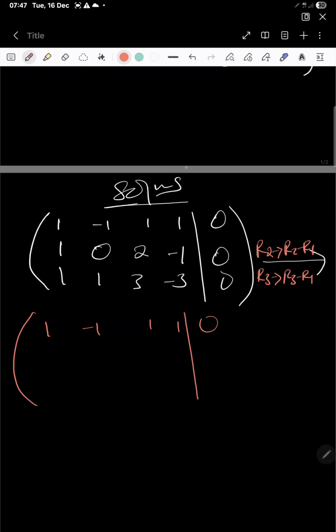Then we subtract row 1 from row 2. So we are saying this minus that, which is a 0. 0 minus negative 1 is a 1. 2 minus 1, that is a 1. Negative 1 minus 1, we get a negative 2. And then we put a 0 here.